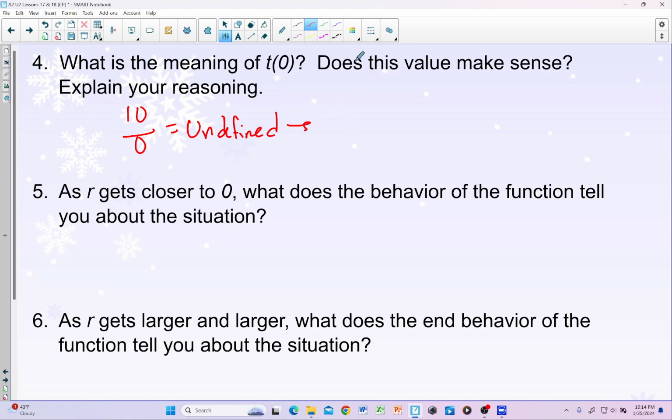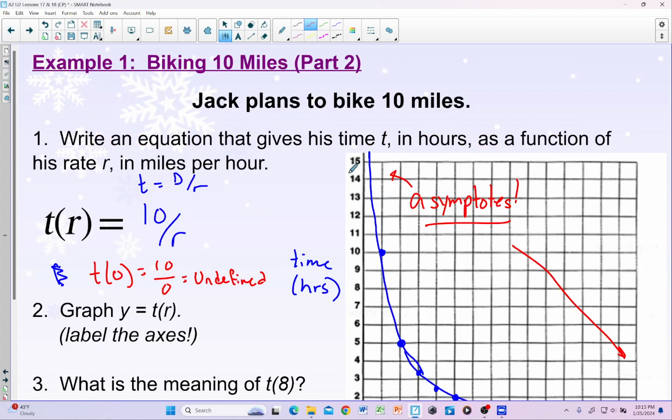And why was that? The reasoning behind that was that 0 miles per hour means we never get to the end. But now the next piece that we have to look at is not just what's happening at 0, and we've talked about that, but what's happening near 0.